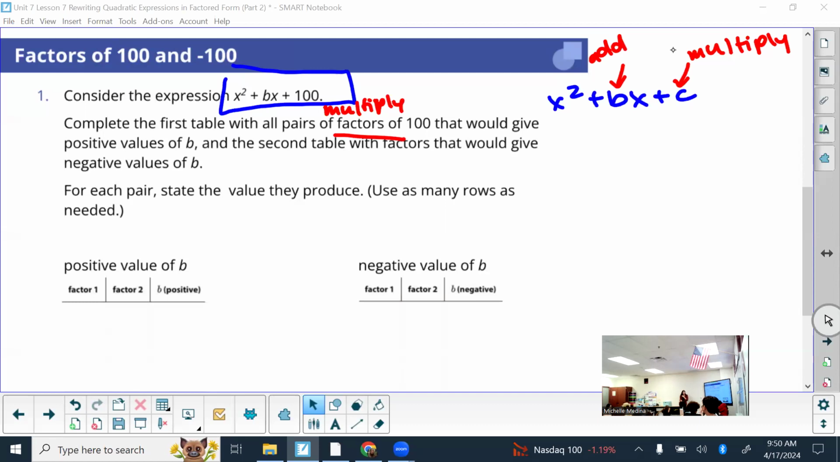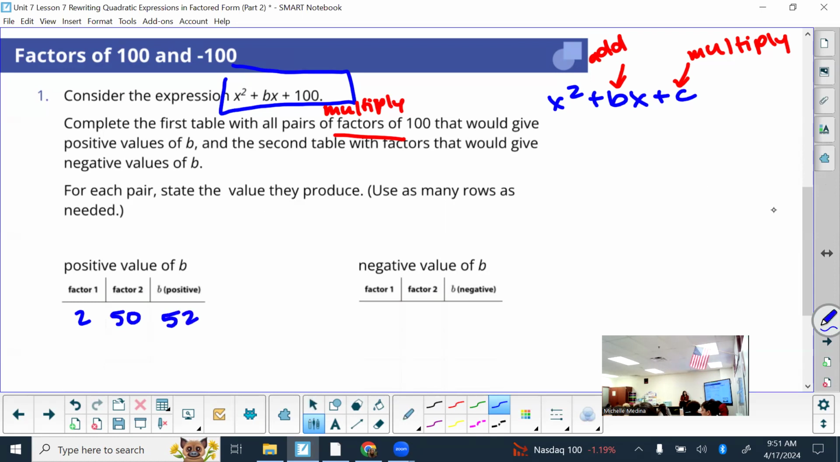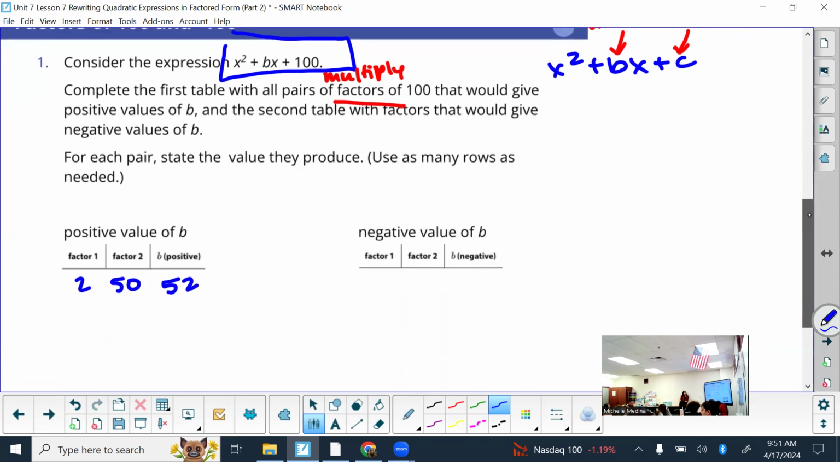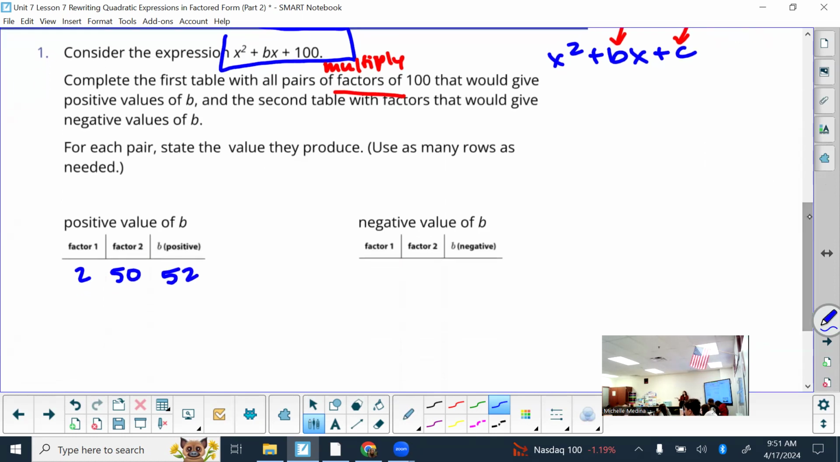Table 5, can you give me a pair of numbers that multiplies to 100? 2 and 50, and should I put that in this table or this table? Because when I add them, I get what? 52, so that's how you're sorting it. There's lots of numbers that multiply to a positive 100. But the ones that, when you add them, would give a positive value of B, that's what goes here, okay?